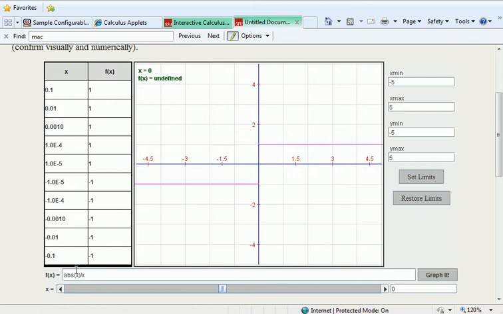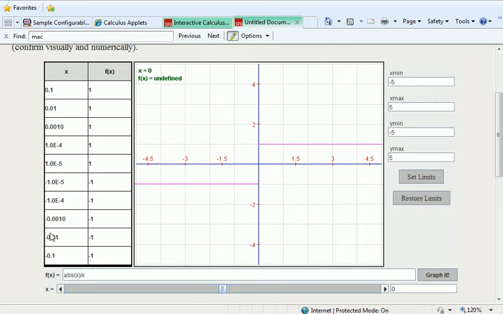How come? There's a jump, okay? That means when I approach from the left, what would the limit be if I was on the left side of the graph? What do you think it would be trying to tell me on the left side? -1. If I was on the right side, what would it be trying to tell me? 1. They don't agree. And you can see in the table over here, same thing.